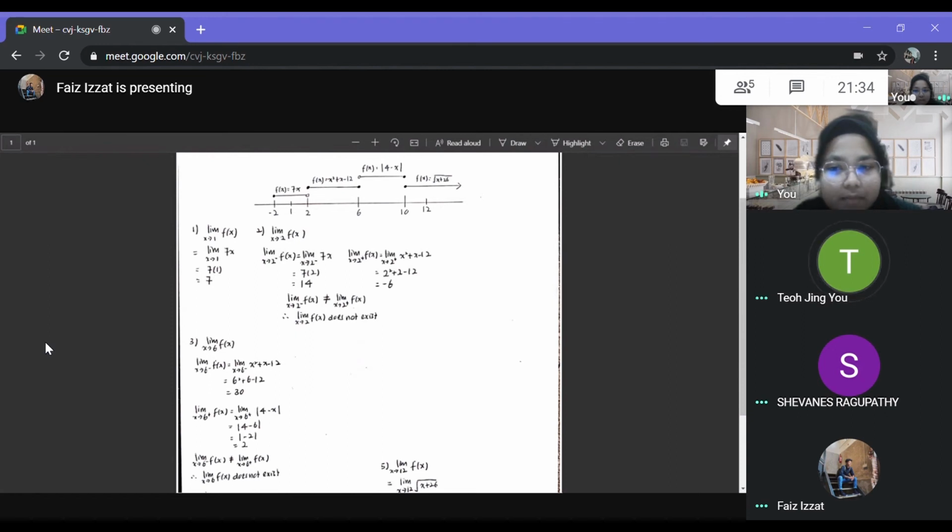So since the limit of the function f(x) as x approaches 6 from the left hand side is not the same as the limit from the right hand side, the limit of the function f(x) as x approaches 6 does not exist.